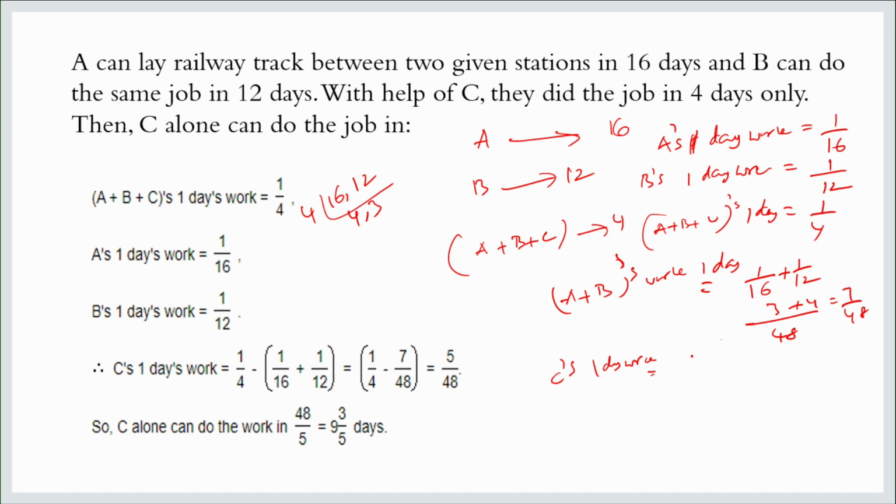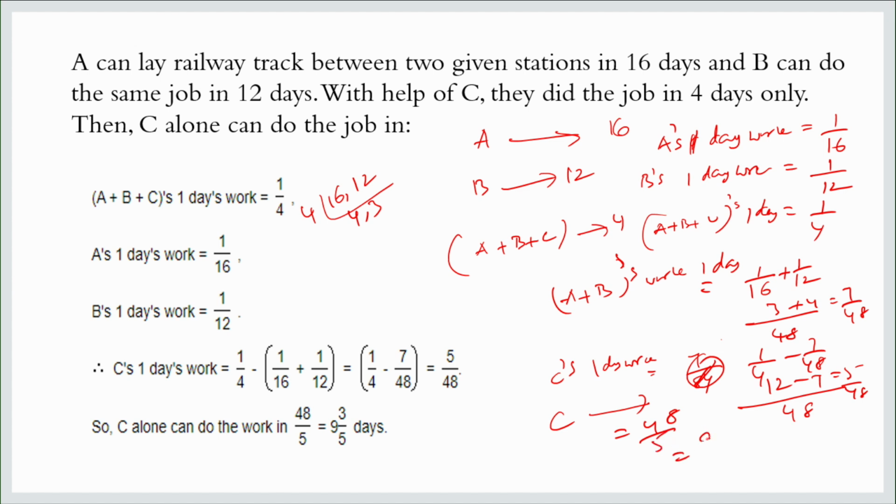So how are we going to find C's 1 day work? It is 1 by 4 minus 7 by 48. The LCM of these two is 48. This becomes 12, this is 7. 12 minus 7 is 5, so 5 by 48. So C can complete the work in 48 by 5 days. 48 by 5 means 5 9s are 45, with 3 by 5 remaining, so 9 and 3 by 5 days. So C can do that work in 9 and 3 by 5 days.